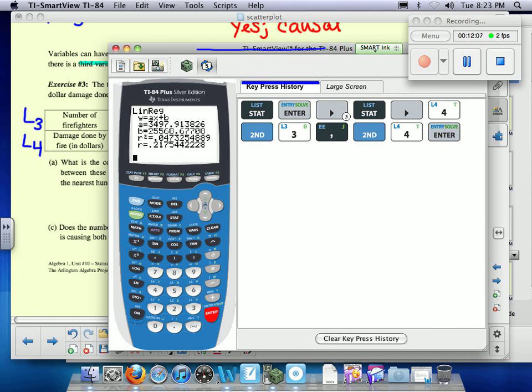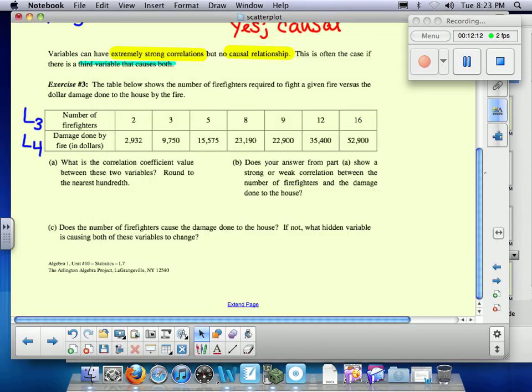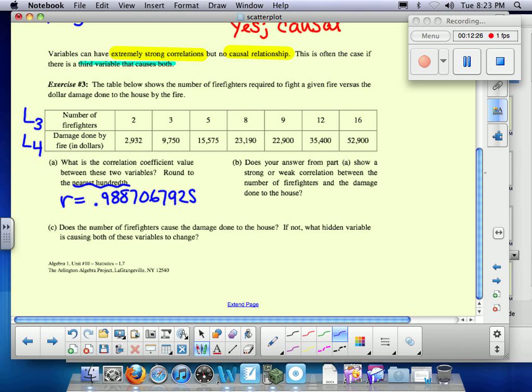And I'm thinking there's something wrong with my R value. I'm going to go with my notes, not with my calculator. So if you disagree with my calculator, that's great. In my notes, I have a correlation coefficient of 0.9987067928. We're rounding to the nearest hundredth, so that's a correlation of 0.99. So is this a strong or weak correlation? It is definitely a strong correlation.